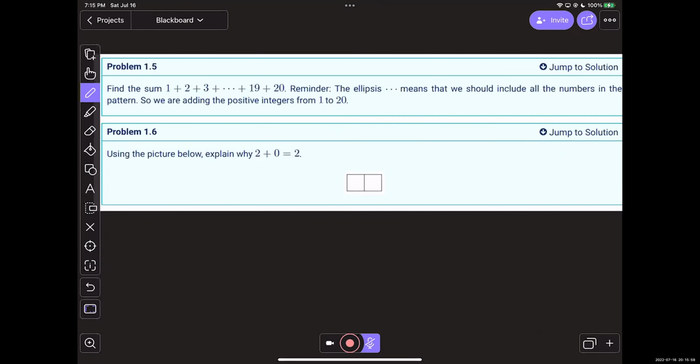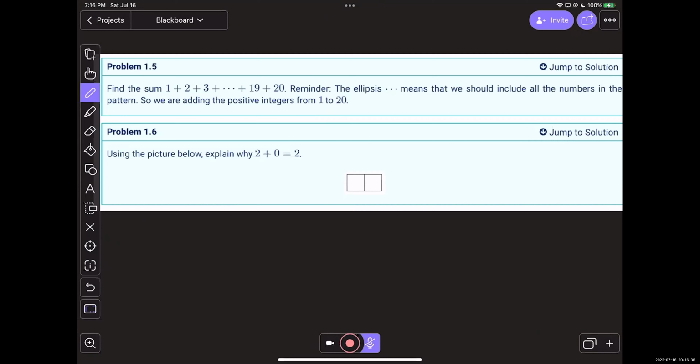1.6 real quick. This one should be quick. Using the picture below, explain 2 plus 0 equals 2. So how would you explain this? Well, if 2 plus 0 equals 2, it's because 2 plus nothing equals 2, sorry.